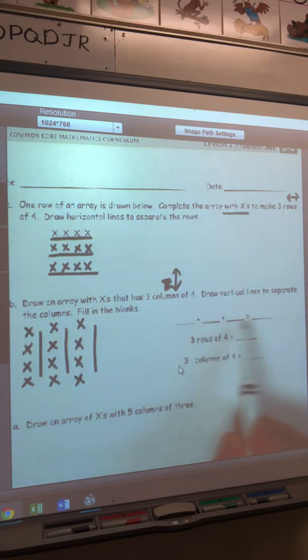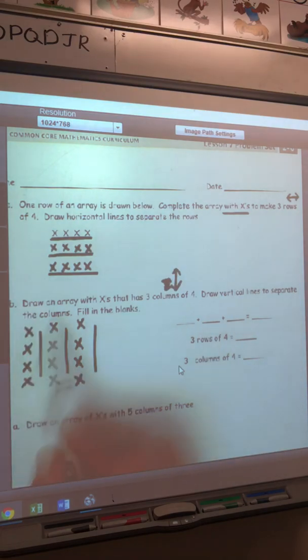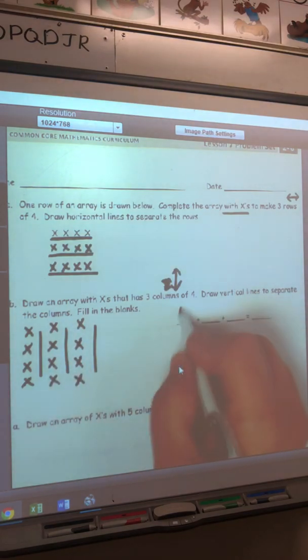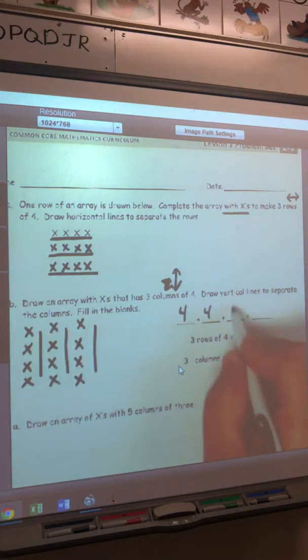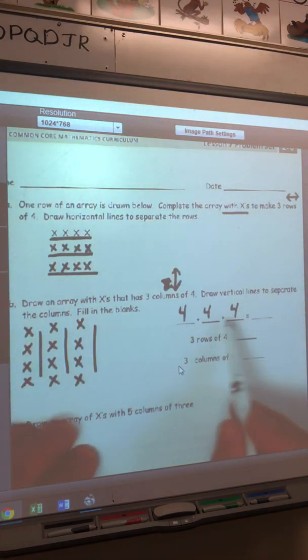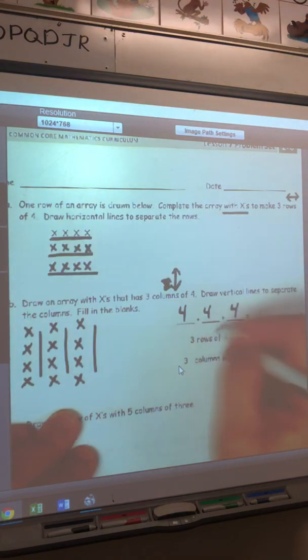Now, fill in the blanks. What plus what plus what? What is our repeated addition sentence? Well, it has how many spots? 1, 2, 3. Okay, so it's 3 columns. But how many are in each column? Which number is being added over and over again? 1, 2, 3, 4, 1, 2, 3, 4, 1, 2, 3, 4. Very good. 4 plus 4 plus 4. So it wants us to say, what is 4 plus 4? Well, I know 4 plus 4 is 8. And 8 plus 4 is 12.